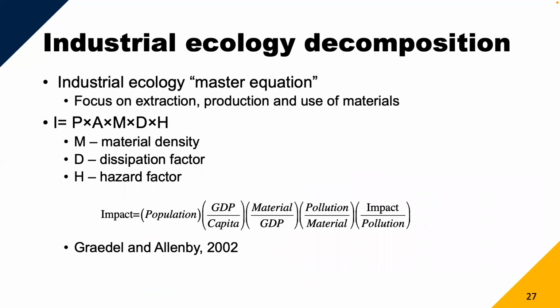So for example, in industrial ecology, there's this type of decomposition focused on extraction, production, and use of materials. So it's exactly the same idea, except your equation looks slightly different. They have things related to specific materials. And so the equation might look something more like this, where you have material per GDP, pollution per material, and then the impact of that. So it's actually going a little bit farther.